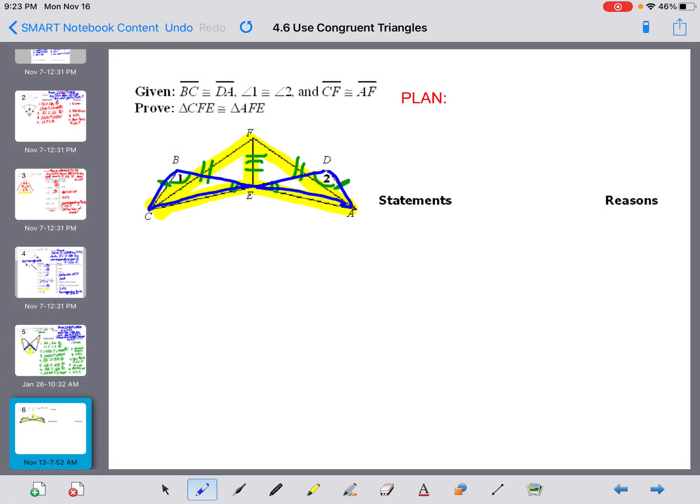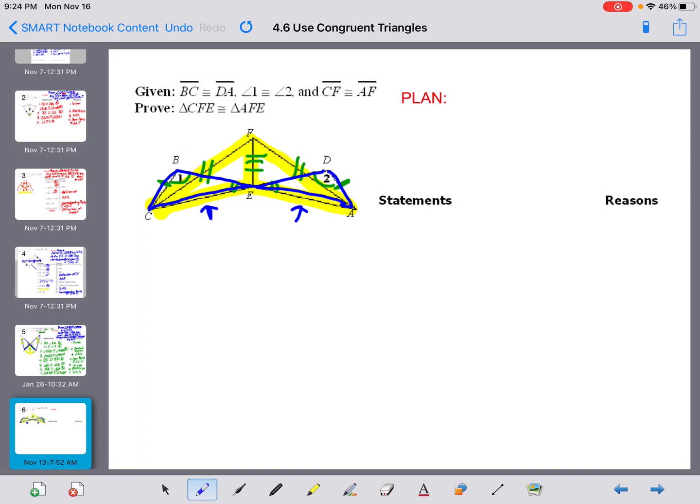Are those 2 triangles congruent? I do have 3 things marked. I have an angle, angle, side. If I mark those congruent, do they have a part that will help me with my big yellow ones? Yeah, how about this side and this side? If we can get those 2 congruent, then that'll help me with my yellow ones. I like it. Let's go for it.